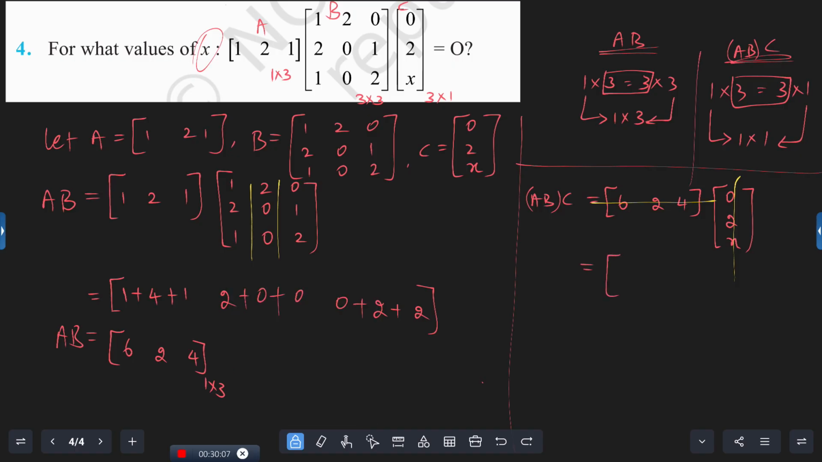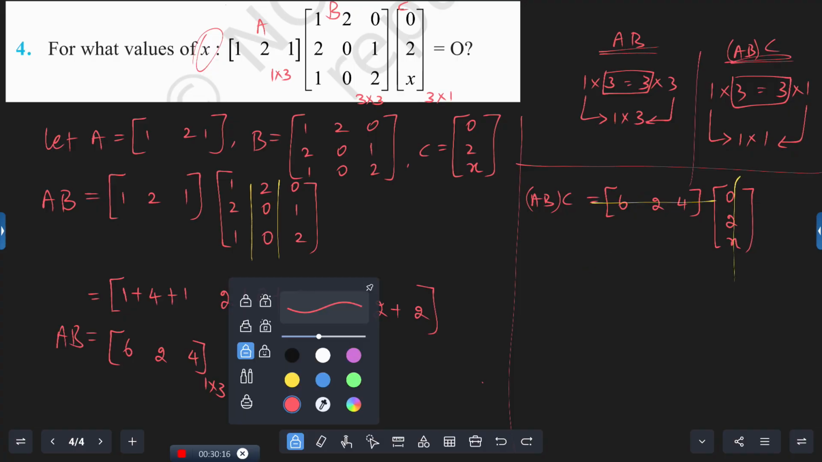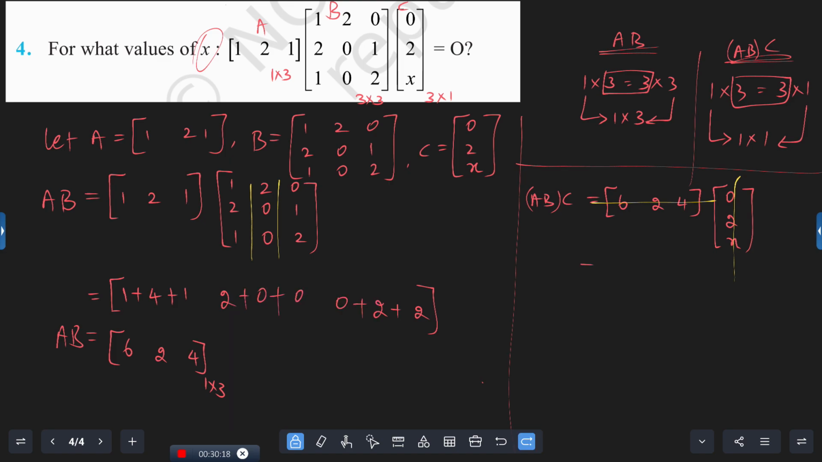So that 6 into, sorry, that yellow color row with the column. If you want to mention, you mention. Okay, let it be as it is. Say 6 into 0, 0, plus 2 into 2, 2 2s are what? 4. Okay. Plus 4 into x, 4x. That's it. So ABC, when it will be coming 0, they asked.